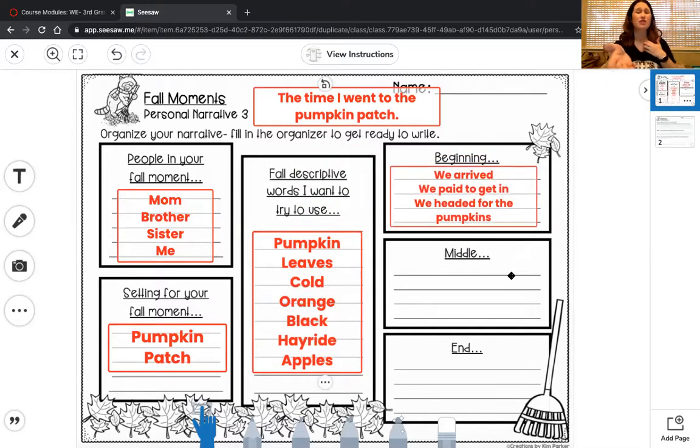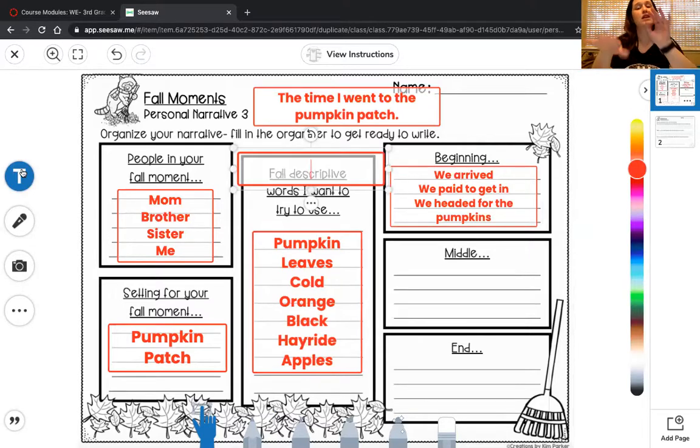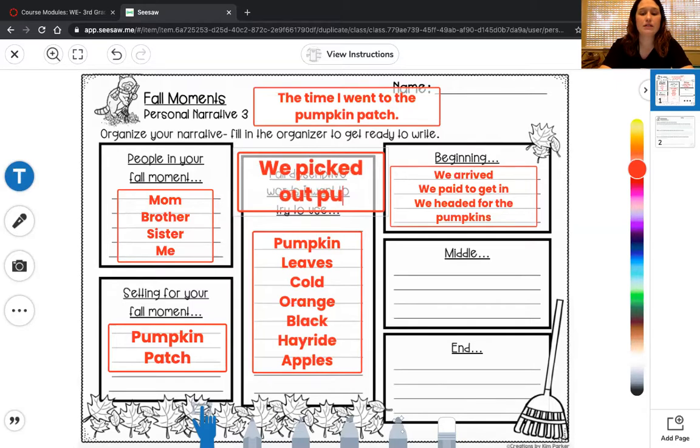Notice I didn't necessarily write in complete sentences, because all I'm doing is giving myself an overview of what happened. When I actually write it down on paper, it makes it a whole lot easier, because all I have to do is come back here and say, oh yeah, I said we arrived, so let me write what that's going to say. We paid to get in, let me write what that's going to say. We headed for the pumpkins, let me say what that's going to say. I'm just giving myself some ideas. Then I'm thinking about the middle. After we headed for the pumpkins, we picked out pumpkins.